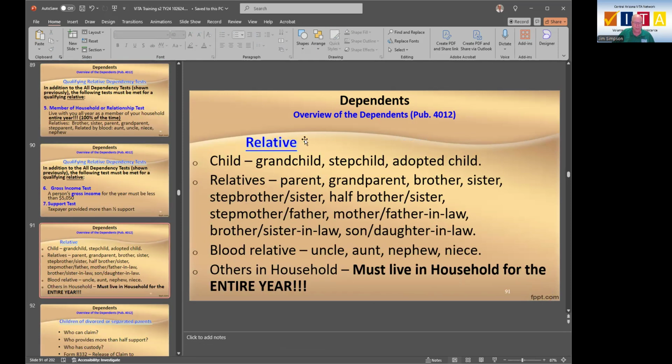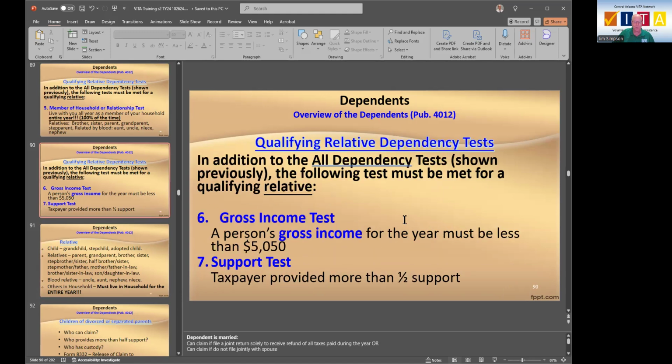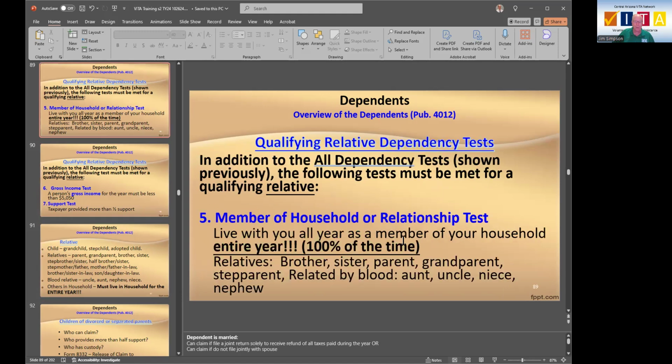So here again, what constitutes a relative? I'm going to go back to this rule back up here. I went back 2 slides. This rule says they had to be a member of your household or meet the relationship test, right? So if they don't meet the relationship test, they have to live with you 100% of the time.